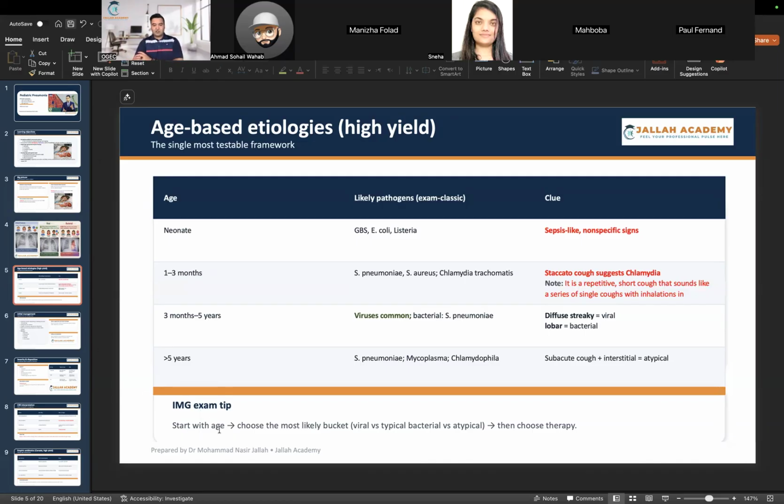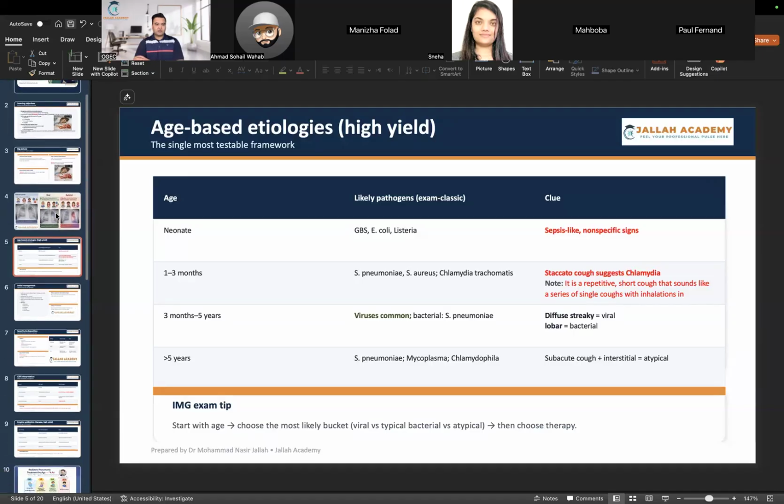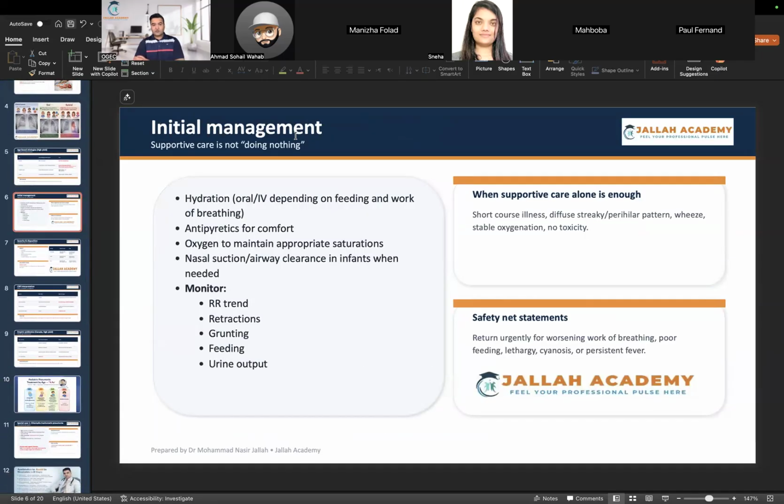IMG exam tips. Start with age. Choose the most likely bucket, viral versus bacterial. We did talk about that. Then choose the therapy accordingly. So for initial management, if they are asking you for the best initial management, it is always supportive therapy. So it will be hydration, oral or IV, depending on the feeding and work of breathing, antipyretic for comfort, oxygen to maintain appropriate saturation, nasal suction, airway clearance as needed, and monitor respiratory rate. Why? Because this is the most sensitive marker. Also watch retraction, grunting, feeding, urine output.